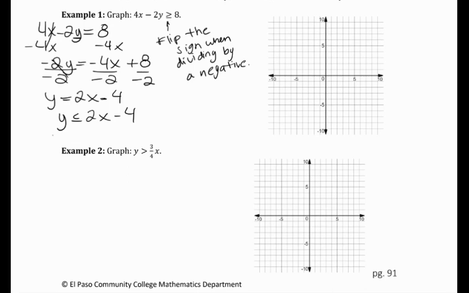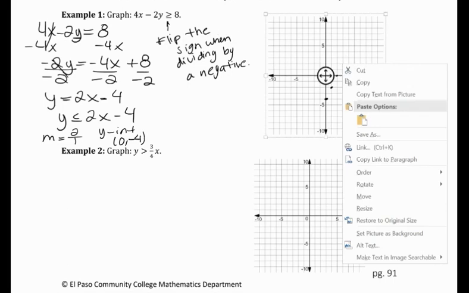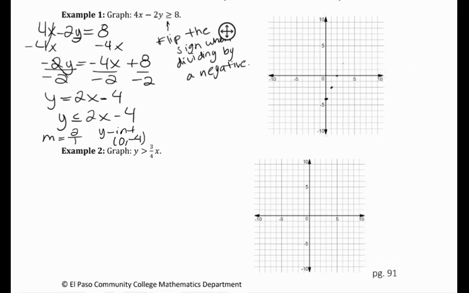So from here, I know my slope is 2 over 1. And my y-intercept is going to be 0, negative 4. So that's the first thing we graph, 0, negative 4, which is right here. And then we count 2 up and 1 to the right, 2 up and 1 to the right. As we said, this is going to be a solid line. So we connect the points.